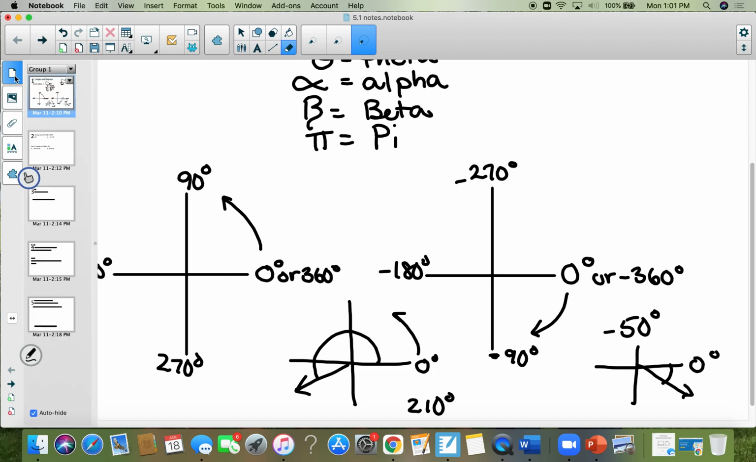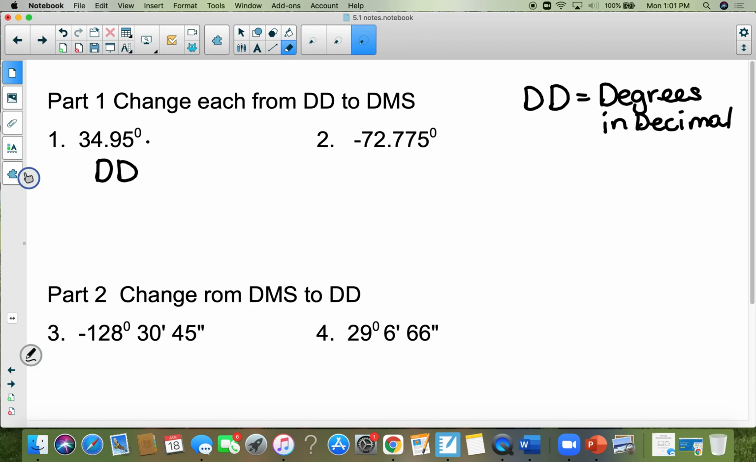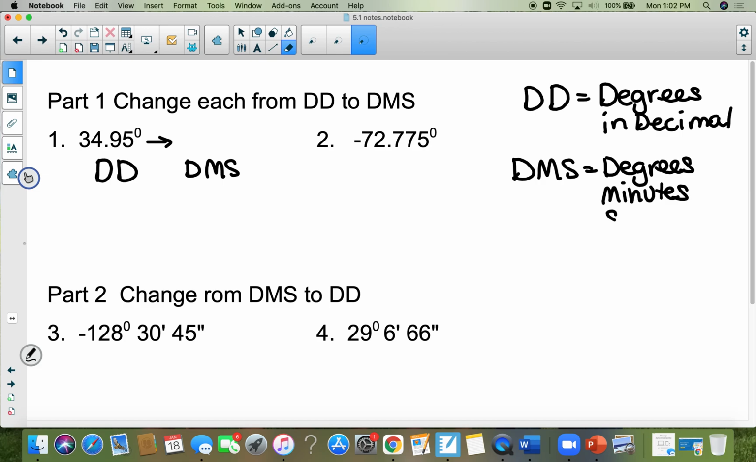Okay, for the first part of the assignment, part 1, you have to change each from degrees decimal to DMS. So DD stands for degrees in decimal form, and we're going to move it to DMS. DMS stands for degrees, minutes, and seconds.